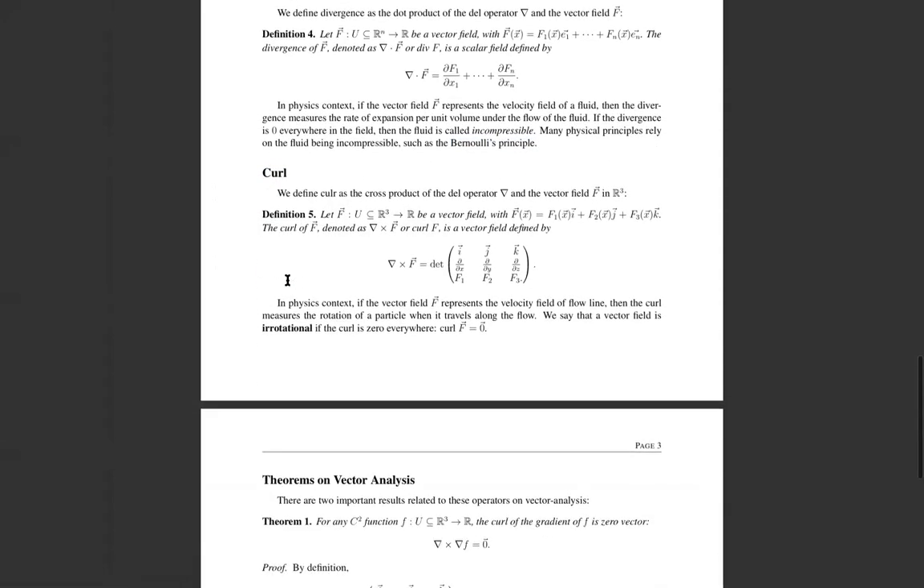The next one we're dealing with is called the curl. So this is the cross product, instead of a dot product, of the del operator and the vector field F. Of course, cross product only works in R3. So in this case, we are only dealing with R3 vector fields. If you remember, this is how we define a cross product by a determinant of this 3 by 3 matrix.